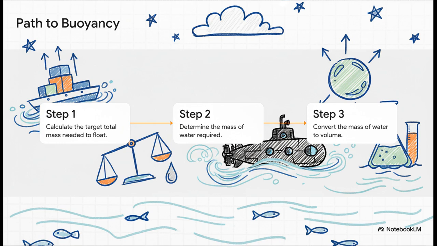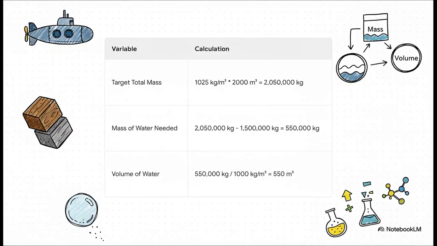Second, we'll calculate how much extra mass, in the form of water, it needs to add. And finally, we'll convert that mass of water into a volume. Let's walk through these calculations together. Check out that first row.